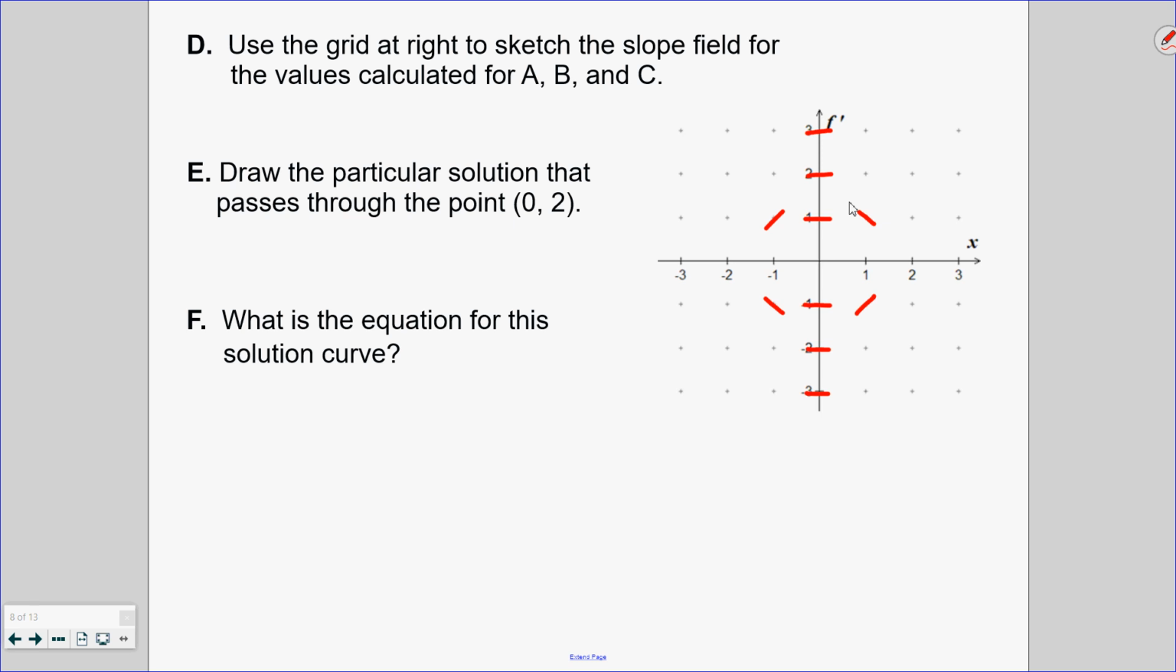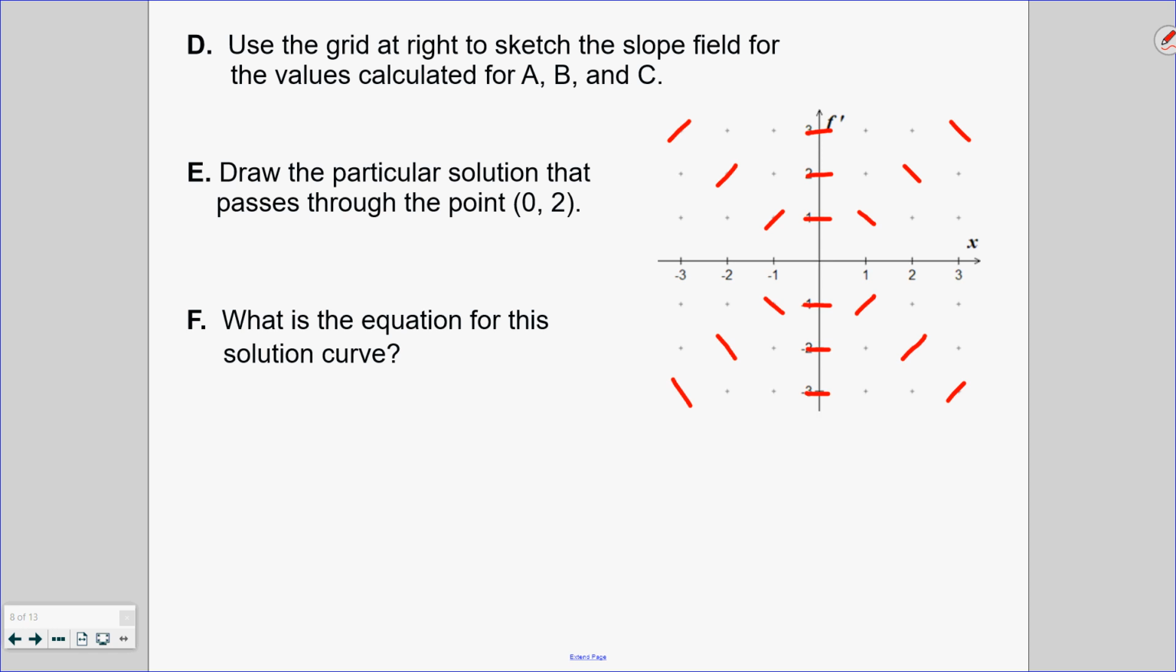So for C, we got 1, 1 was negative 1. I've already done that one. 2, 2 was also negative 1. And really that means all of these are negative 1. They're all the same when you have x and y equal to each other. And you can kind of see that when x and y are opposites, then we're going to get positive 1 for the slope. So we've really filled in quite a bit here.